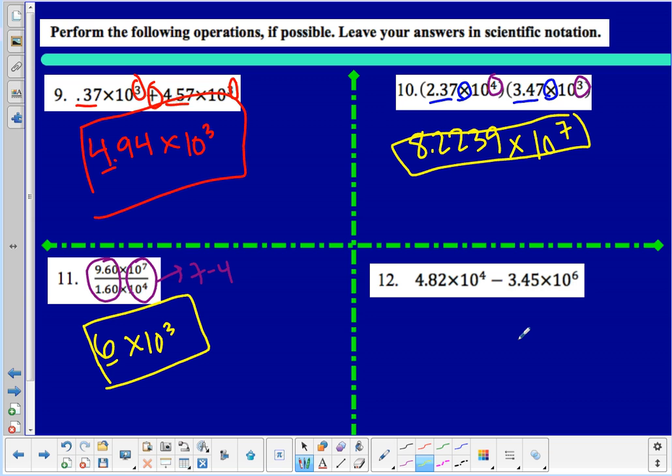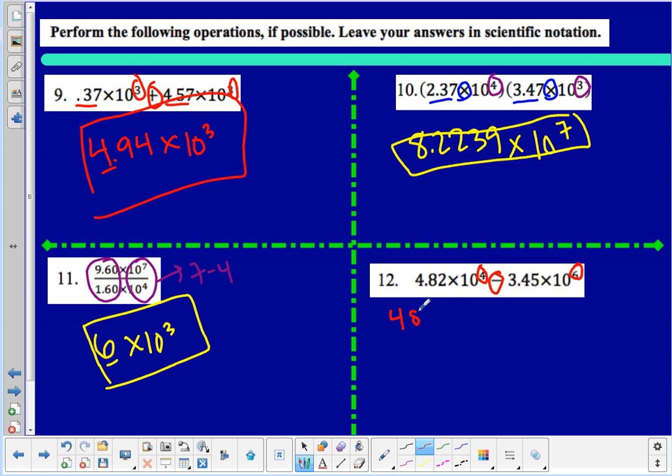In number 12, I have 4.82 times 10 to the 4th minus 3.45 times 10 to the 6th. Okay, so I'm back to adding. Actually, in this case, subtracting. But now my powers are different. I got a little more work to do. So let's put these two things in standard form. The first one, 4.82 times 10 to the 4th, I go out 4 places.